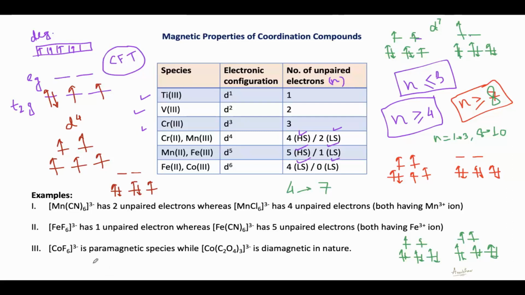Likewise, we have [CoF6]3- and [Co(oxalate)3]3-. Now oxalate is a strong field ligand and cobalt 3+ is there, so all the electrons will be paired up. So we have a low spin, zero magnetic moment complex. But in [CoF6]3-, 4 unpaired electrons are there, so it is paramagnetic in nature. Depending upon the ligands bound to the metal center, the number of unpaired electrons is calculated.